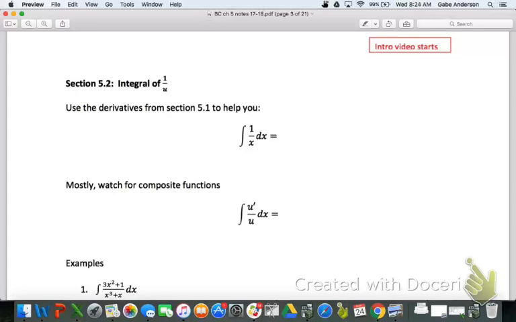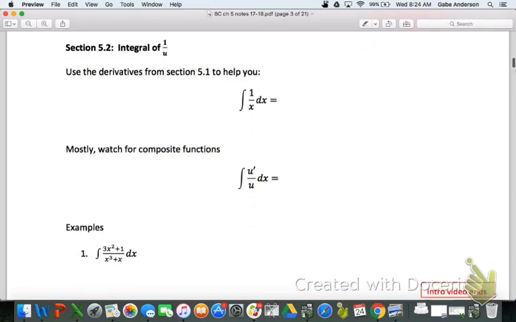This is the intro video for AP Calculus BC, section 5.2. In our previous video and class, we looked at the derivative of ln of x, and so now we're going to be looking at integrals that will lead back to that. So let's take a look here at our couple of rules, and we'll do an example.